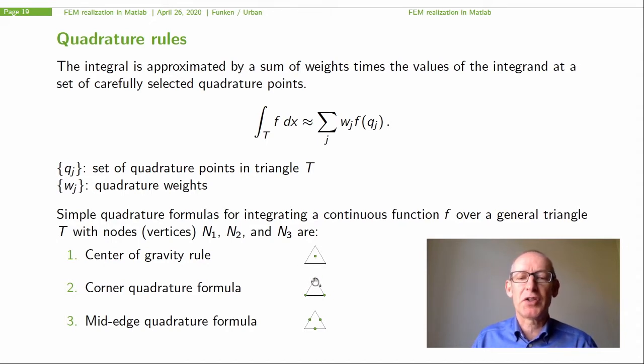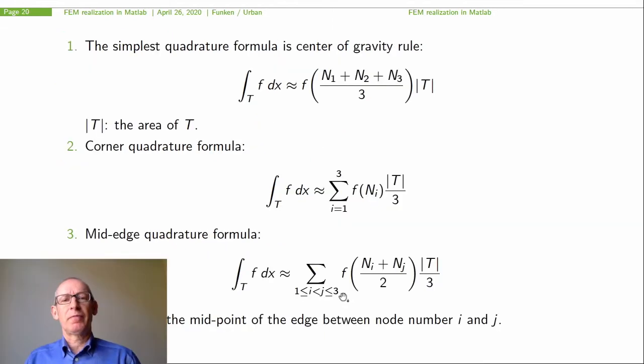If we have some corner quadrature formula, of course, then it's obvious that the quadrature weights are the area of the triangle divided by 3. And similarly, when we evaluate the function at the midpoints of each edge, then again the quadrature weights are the area of the triangle divided by 3. More precisely, the quadrature formulas have this form. You see again the weight over 3 and the evaluation at the midpoint of an edge.